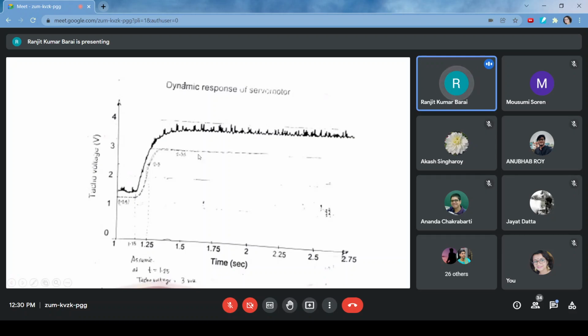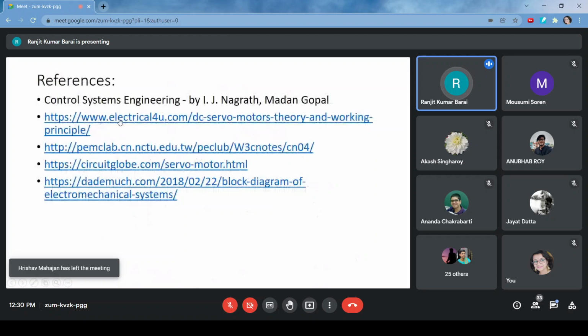So these are the references. You can go through the technical details. I think it is given in the first chapter itself, and a few other links where you can get technical details.